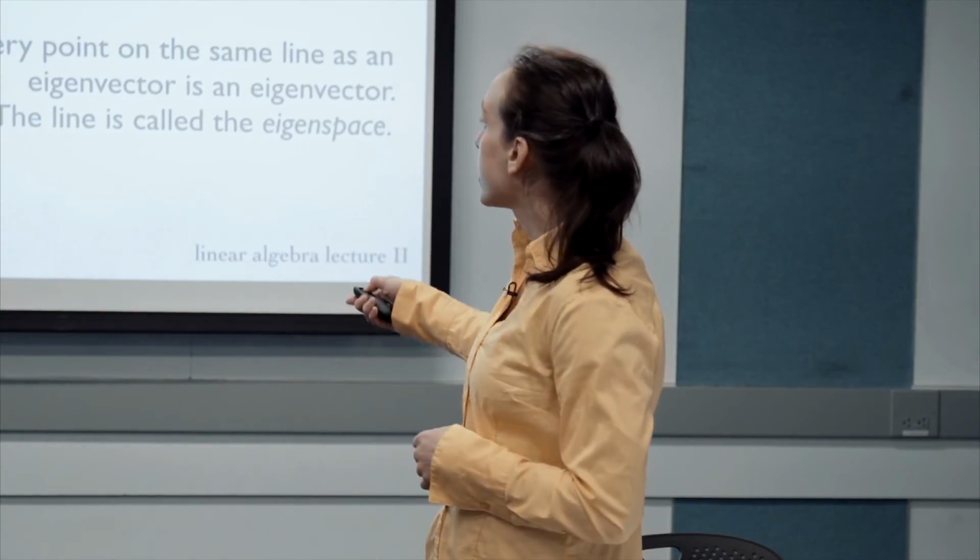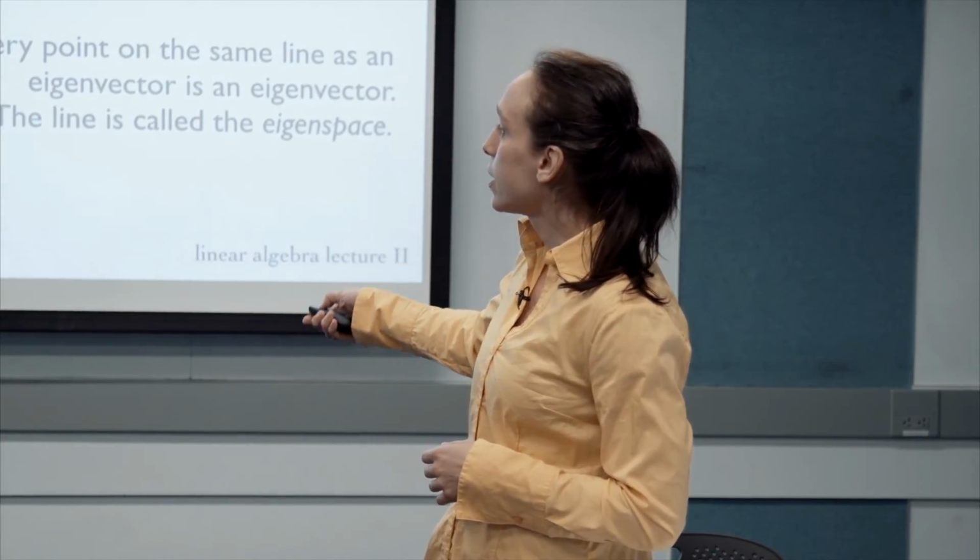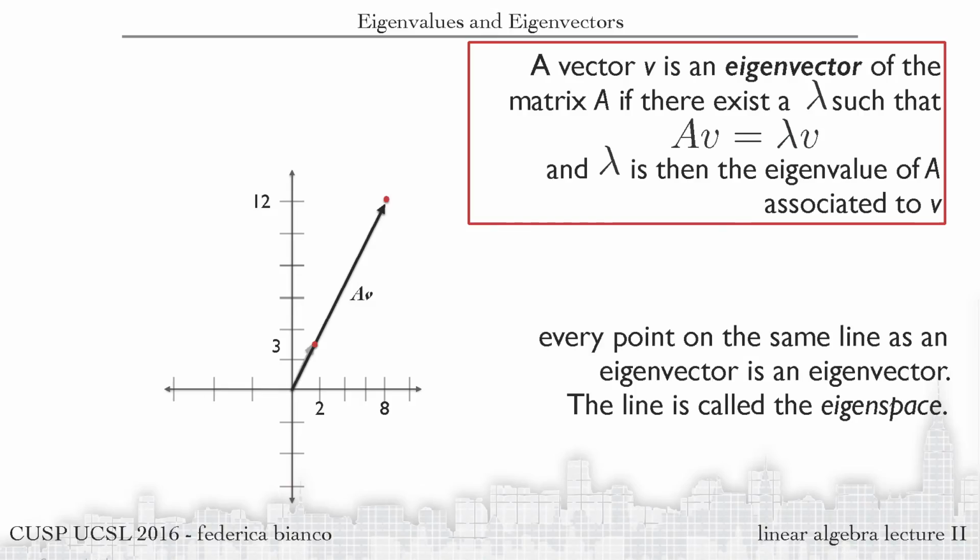Every point on this line, by the way, every vector that lies on this line will itself be an eigenvector for the same matrix. And altogether, the line where all of these infinite number of vectors lie is called an eigenspace.